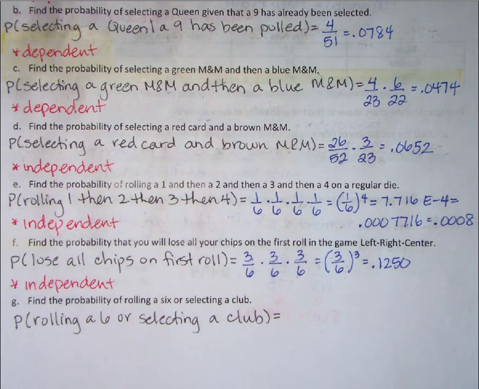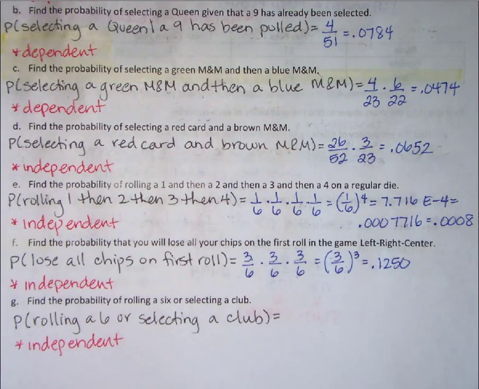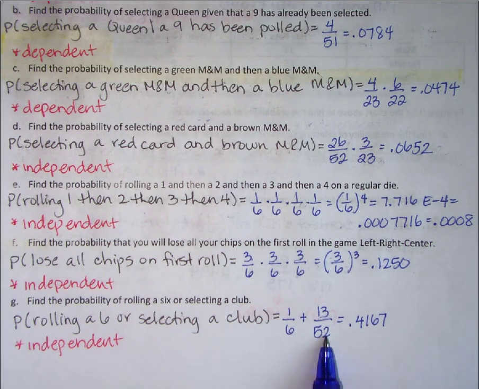Lastly, I want to find the probability of rolling a 6 or selecting a club. This is also independent because rolling a die and selecting cards has nothing to do with each other. Since this is an or statement, the probability of rolling a 6 is 1/6, plus the probability of selecting a club as being 13 out of 52 is equal to 0.4167. You don't need to worry about finding common denominators, just putting these into your calculator and letting that do all of the work for you.